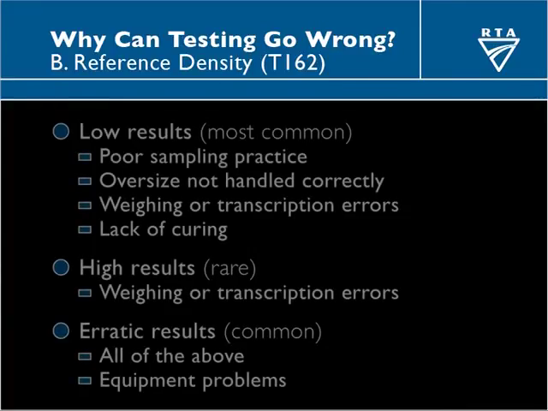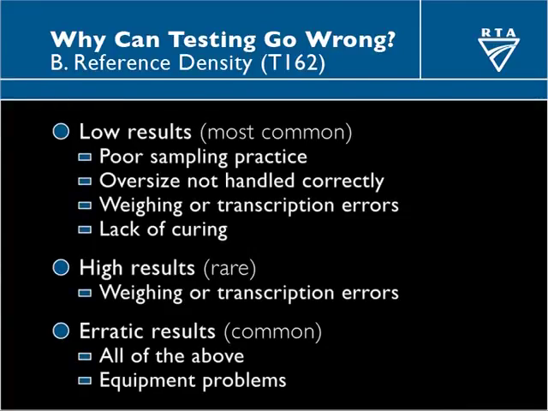What else can go wrong? In the reference density, in this case, low results are the most common, and that results from the fact that most things you can do wrong in the test give you a low result. Again, poor sampling practice, not sampling through the full depth of a layer. Often materials are segregated within a layer, particularly if there's oversize present, and that results in an unrepresentative reference sample. Oversize may not be handled correctly. Most commonly, oversize is discarded or not weighed properly when it should be included.